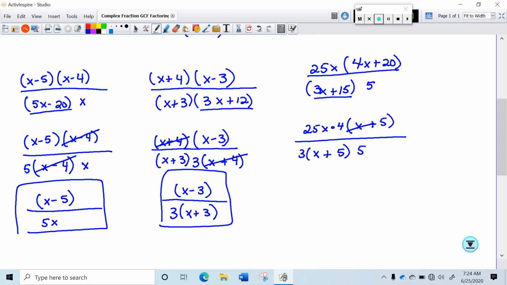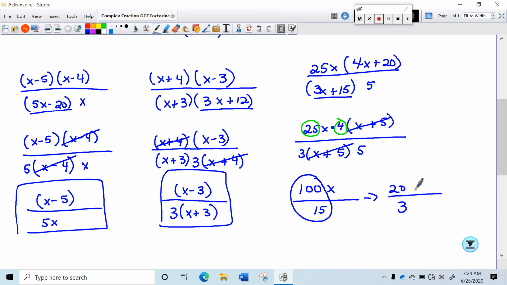Okay, x plus 5 cancels with x plus 5. On the top, 25 times 4 is 100, and we've got the x that didn't cancel. On the bottom, 3 times 5 is 15. Now 100 over 15, you can simplify that. You can divide them both by 5. So 100 divided by 5 is 20. 15 divided by 5 is 3. You still have your x in your numerator, and that's going to be the answer.